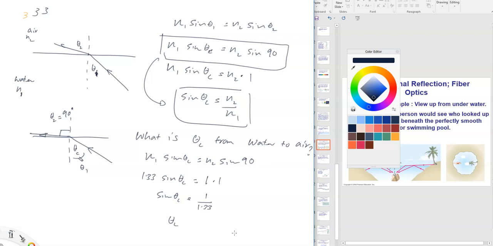1 divided by 1.33 equals this. Shift sine, 48.75. Water to air: if this angle is bigger than 48, when it becomes 49 degrees, the next instant it's going to reflect completely. That is total internal reflection.